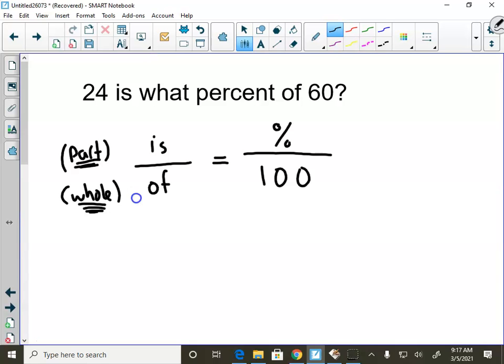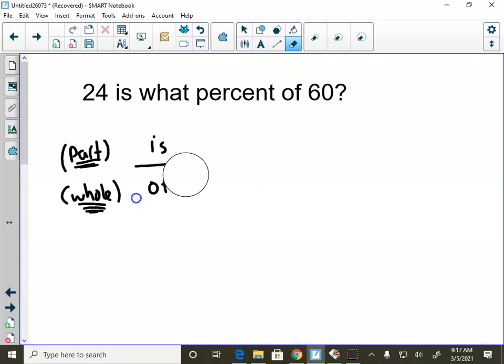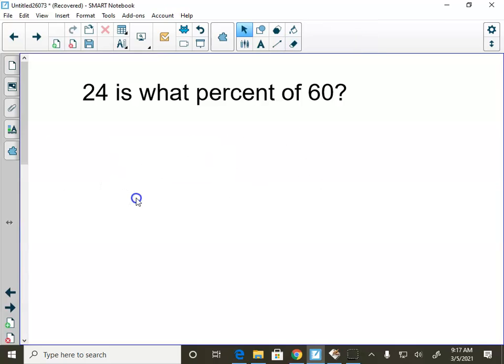So I like to teach the kids just to think of it as is over of equals the percent over 100, because most of them can relate to that. They know that the is the partial. They know that the of is the whole thing. So let's see if we can do that with this problem. So let's clear this out, and we'll set this problem up.